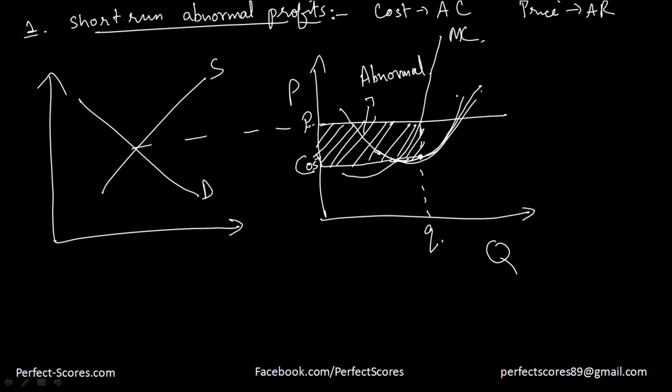It's pretty much similar to the graph that we've actually drawn in the cost, revenue, and profit video. However, just understand one thing, that the average revenue curve and the marginal revenue curve, this line, is actually given by the industry demand and supply curve, right? So this is the scenario of short-run abnormal profits.